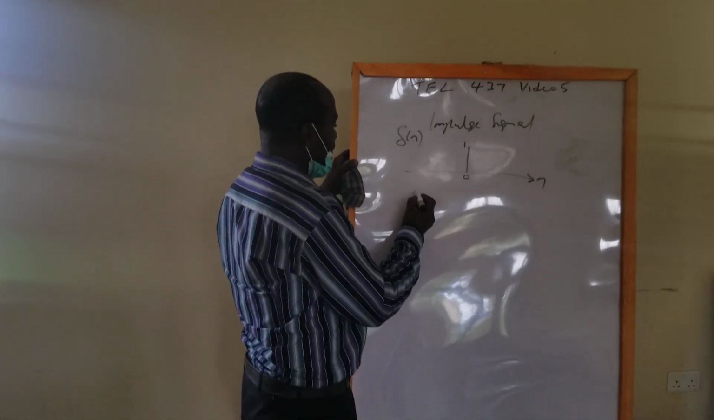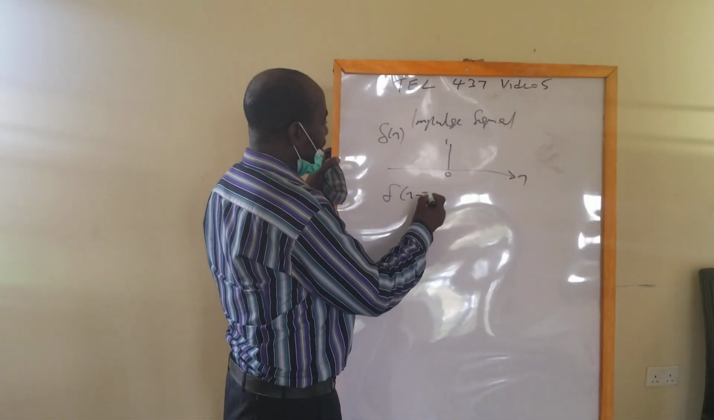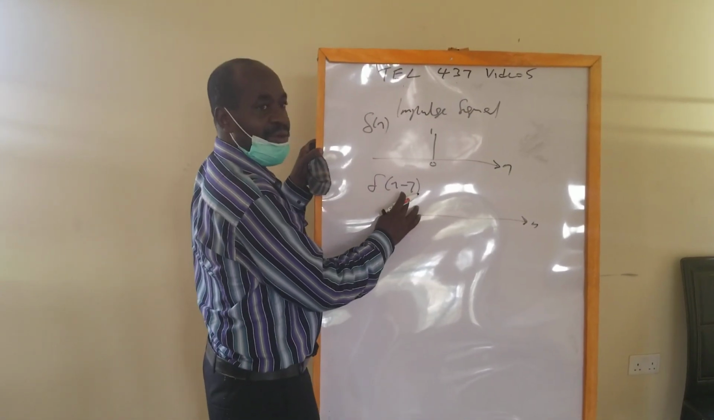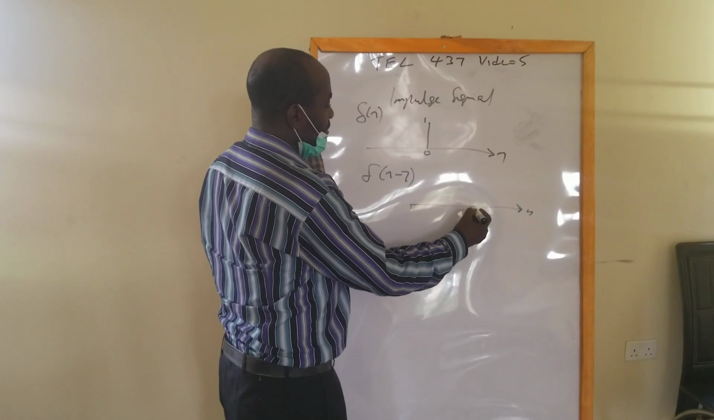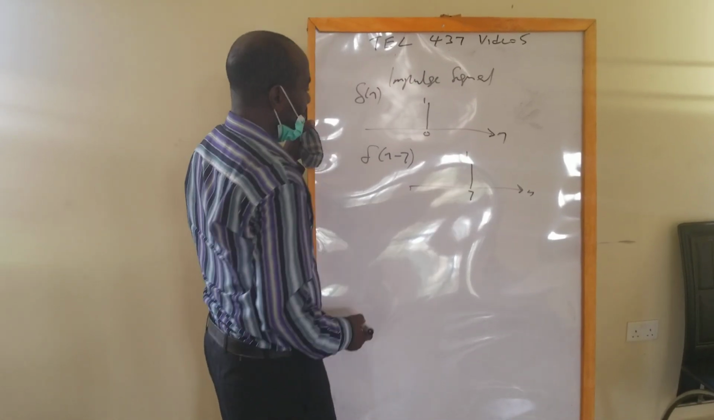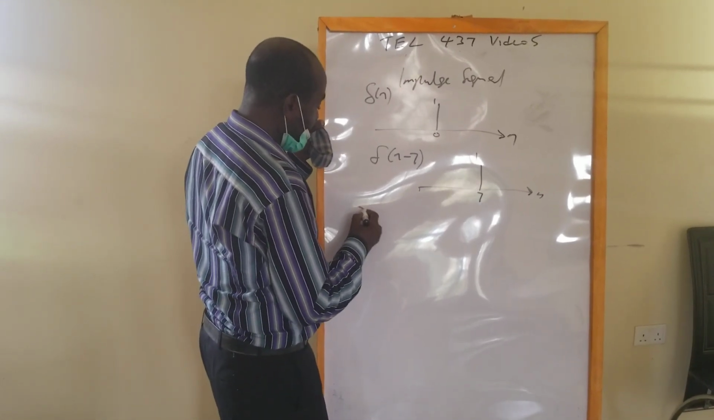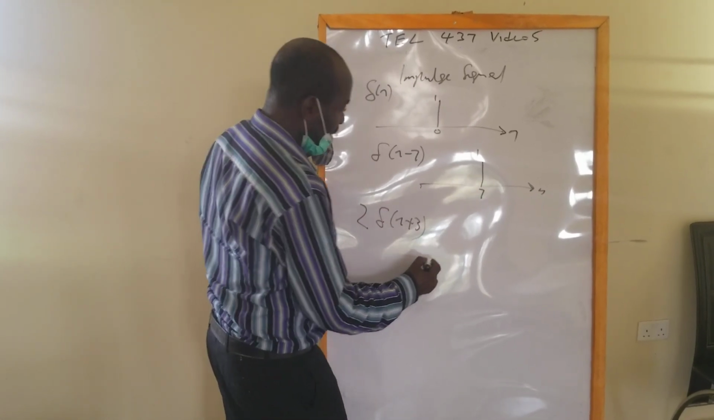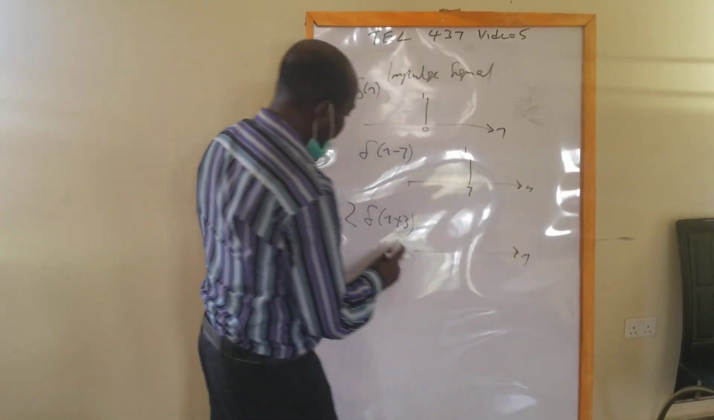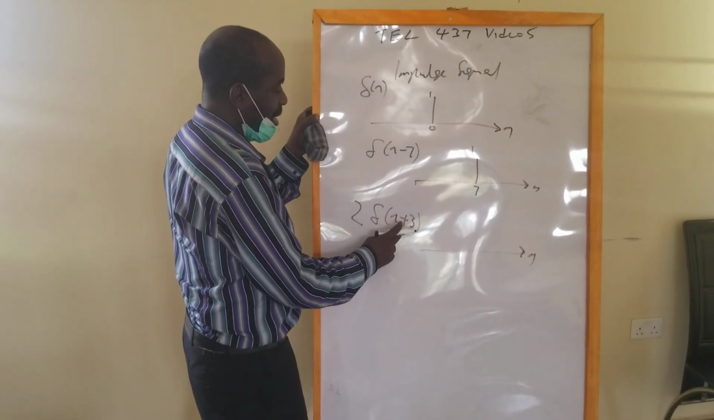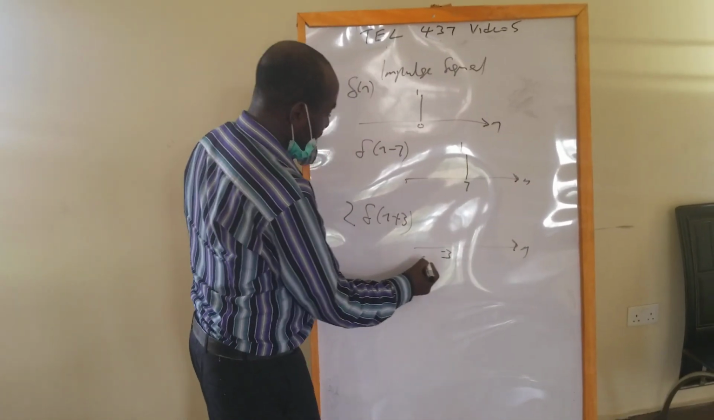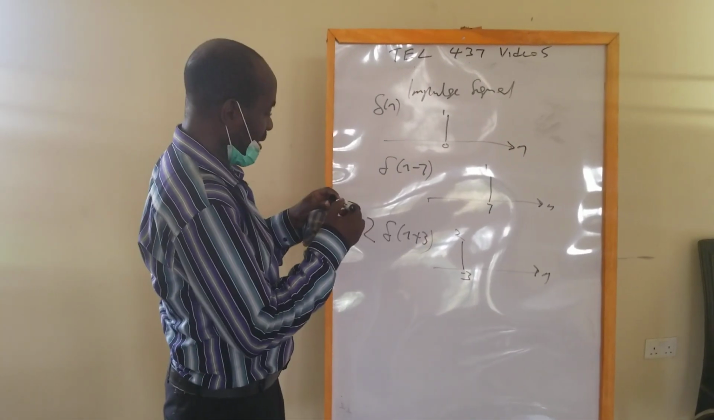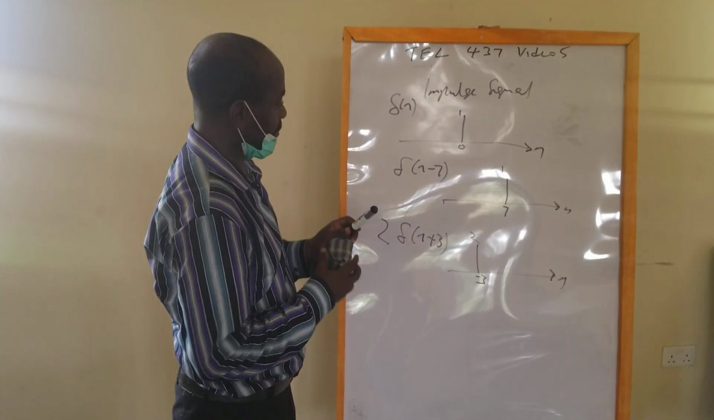So if I give you delta n minus 7, that means what? n minus 7 equals 0. It will be at 7. That one will be at 7. If I give you 2 delta n plus 3, that means n plus 3 equals 0. That will be at minus 3, and the height is going to be 2. So this is an impulse function.